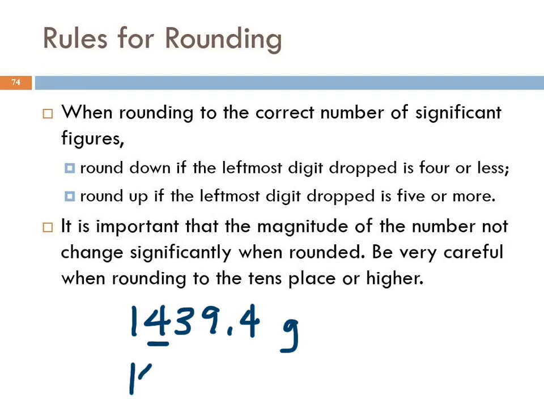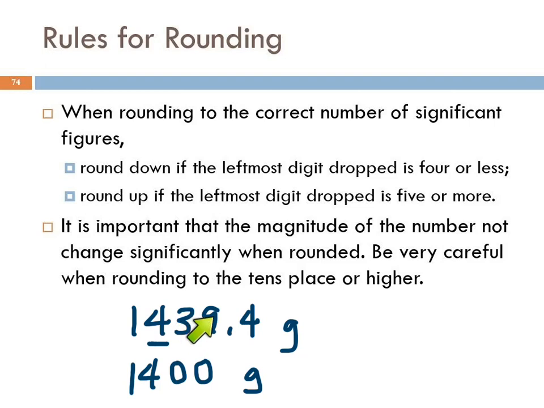Is the answer 14 grams? No. I'm keeping the 4, I'm dropping the 3. The 3 is less than 5, so I round down, but I don't round down that much. This is 1,439 grams. I can't round that to 14 grams. That just doesn't work. I need to put placeholder zeros in there. And that's the danger I'm talking about.